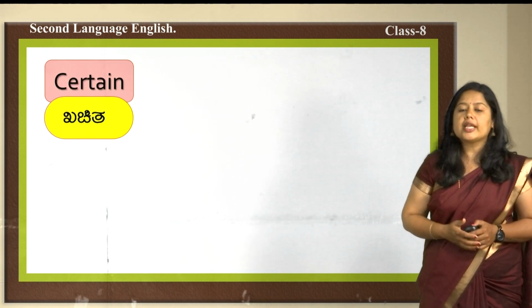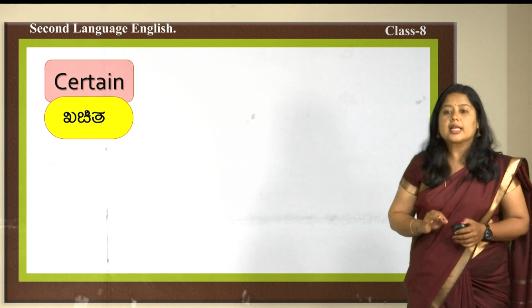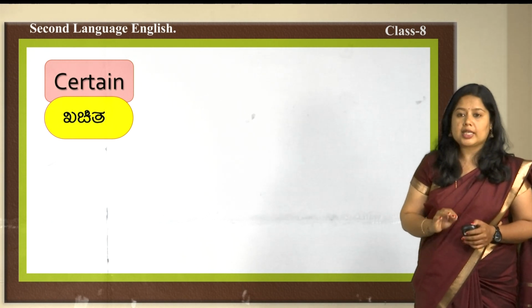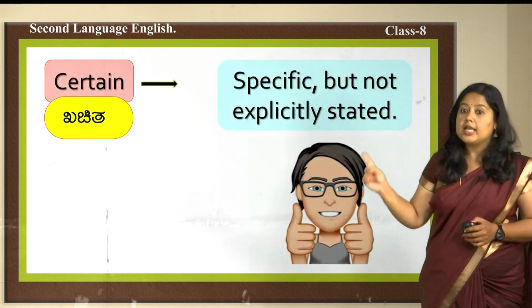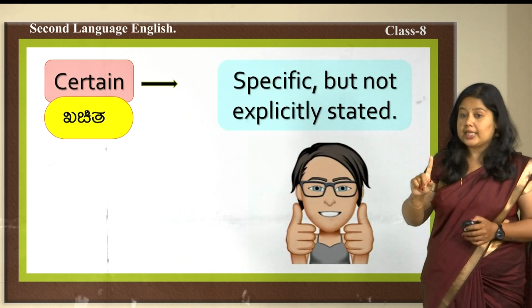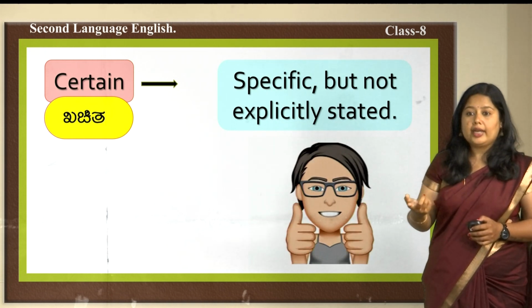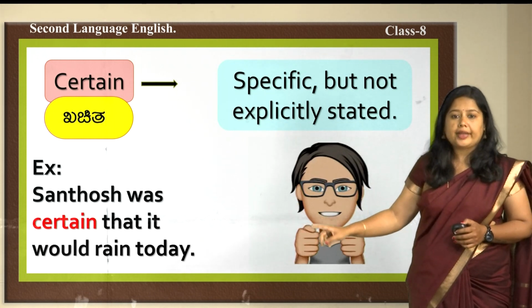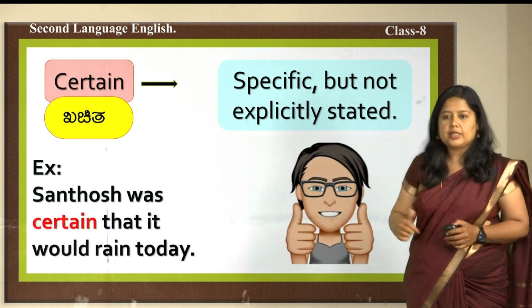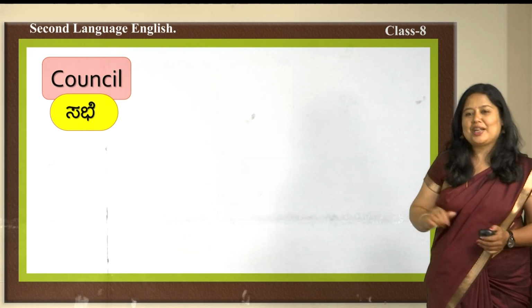Let us move on to the next word, that is certain. Certain is in Kannada khachita. So, how are we going to define it? Specific but not explicitly stated. It is known, but not said out loud. So, Santosh was certain that it would rain today. Santosh knew that it would rain today, but he did not tell anybody.